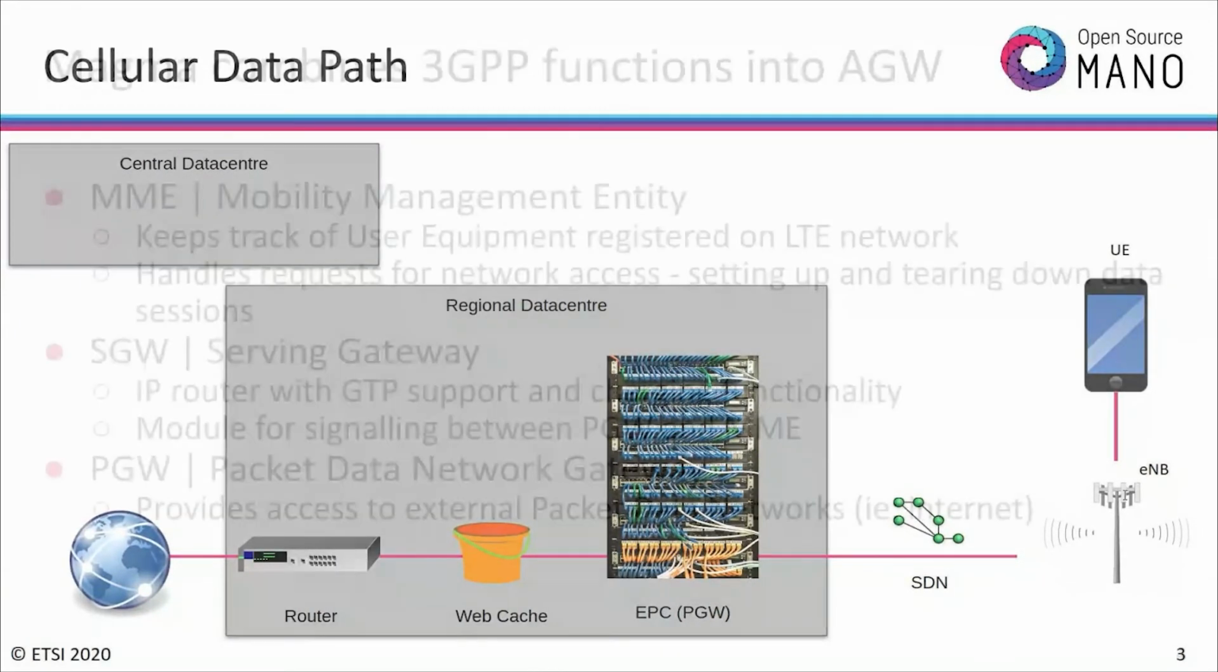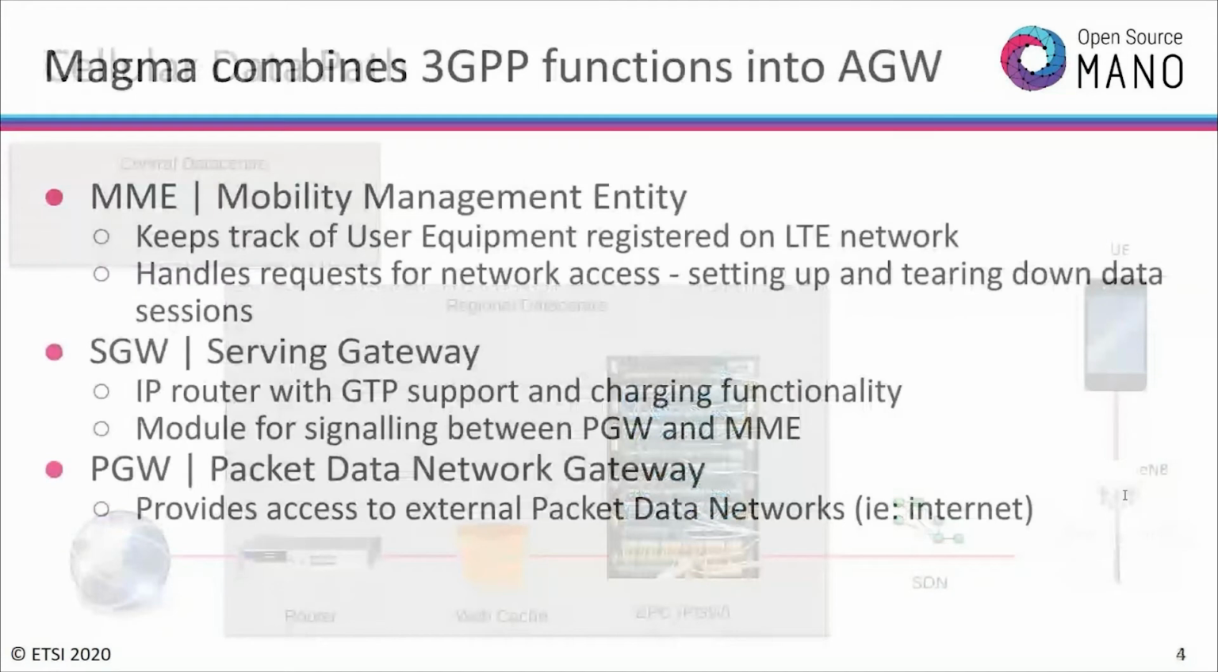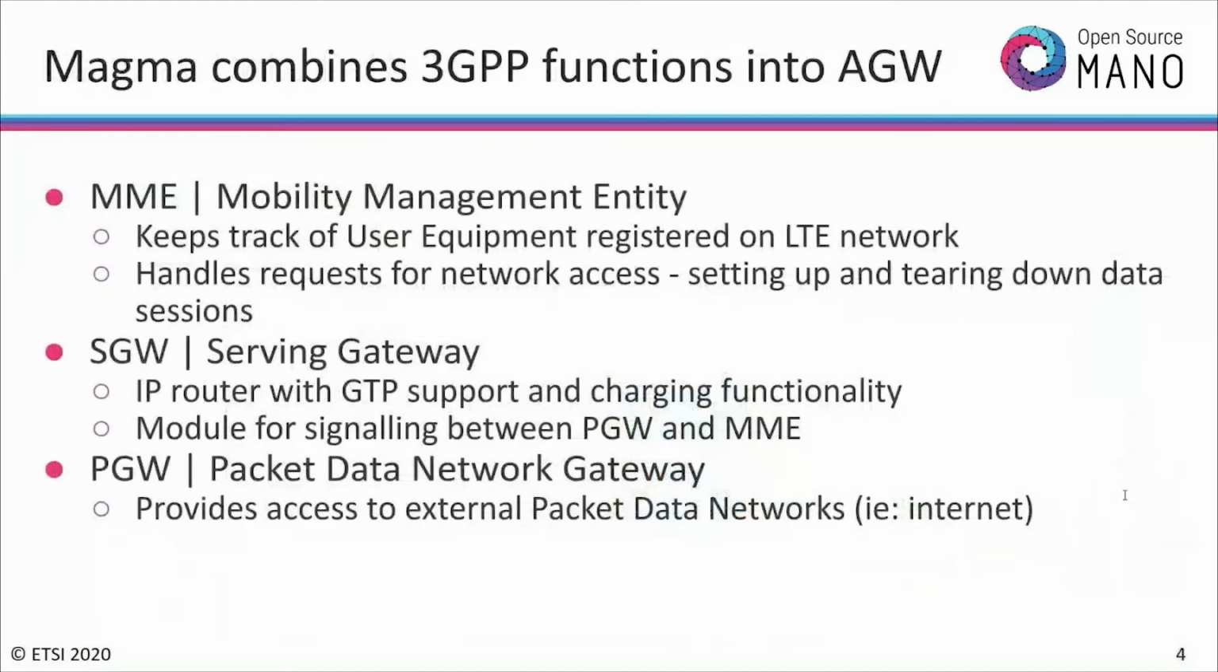So the software that we're using is Facebook Magma. This is going to provide us with the evolved packet core. It actually combines 3 different 3GPP functions into one function that they call the access gateway. So for those that are familiar with the 3GPP specs, we've got a mobility management entity.